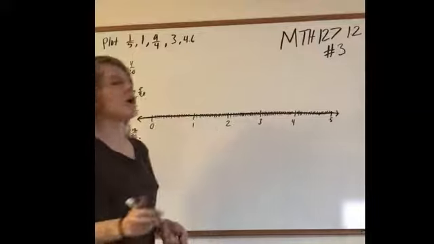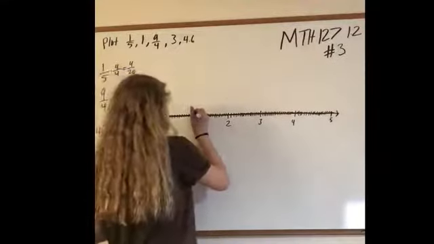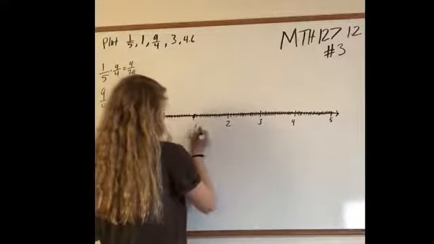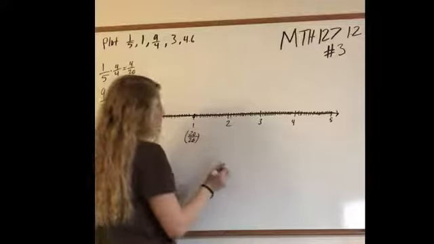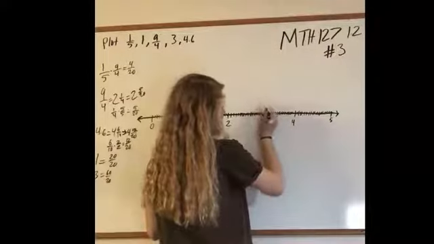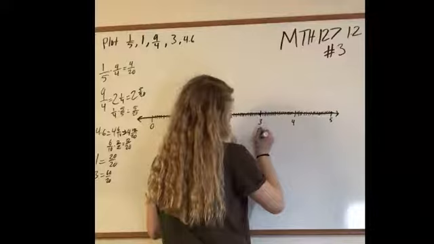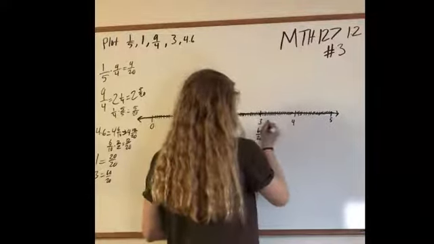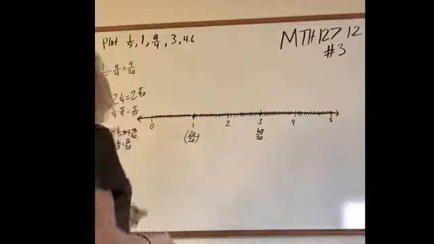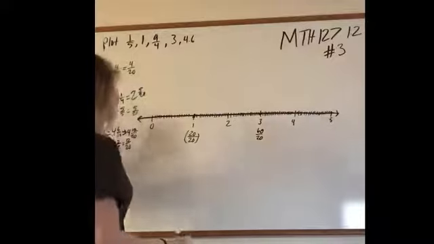So I can go ahead and plot 1 on there. 1 would be right here, and it could also be counted as 20 over 20. And 3 would be right here, and that would be 60 over 20. Now we need to go through and count the tick marks to plot the remaining numbers.